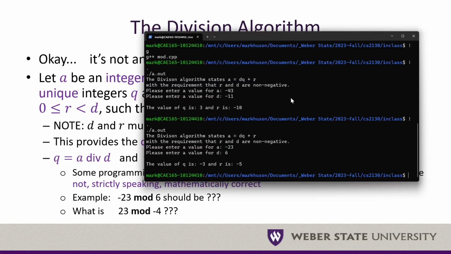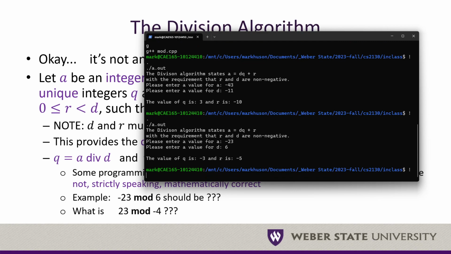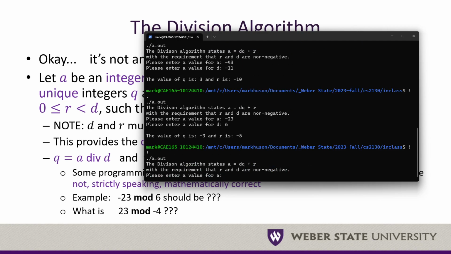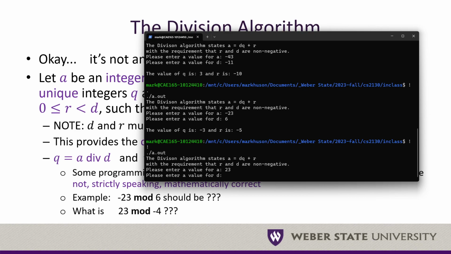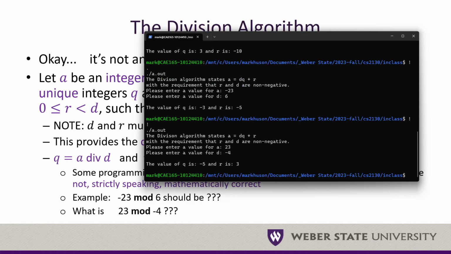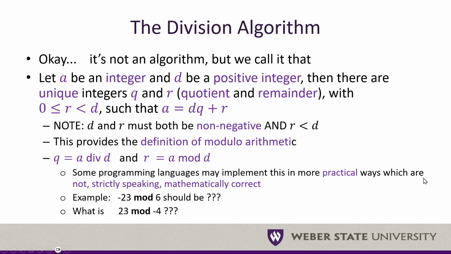So we can do that as well. Exclamation point. There. And here, if we do 23 modulo -4, we get -5 and 3. Pretty much what you would expect. We end up with a smaller value for the quotient as opposed to a larger value.